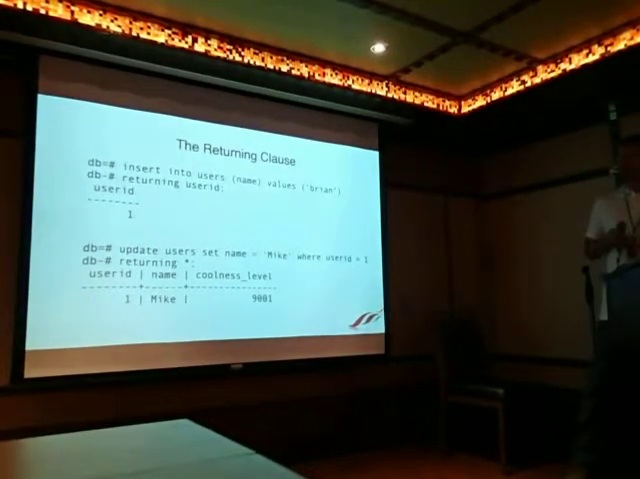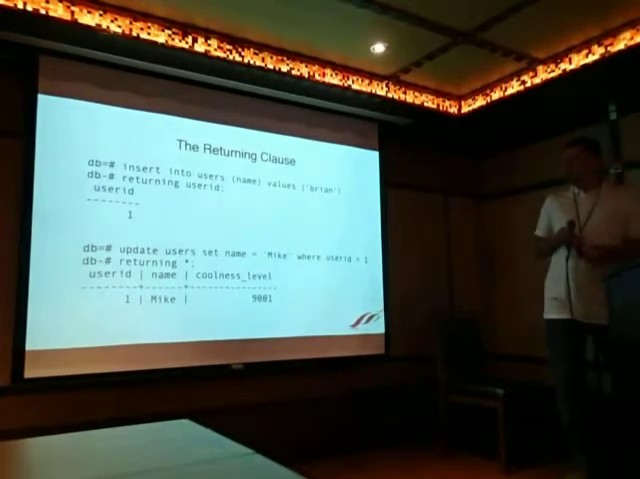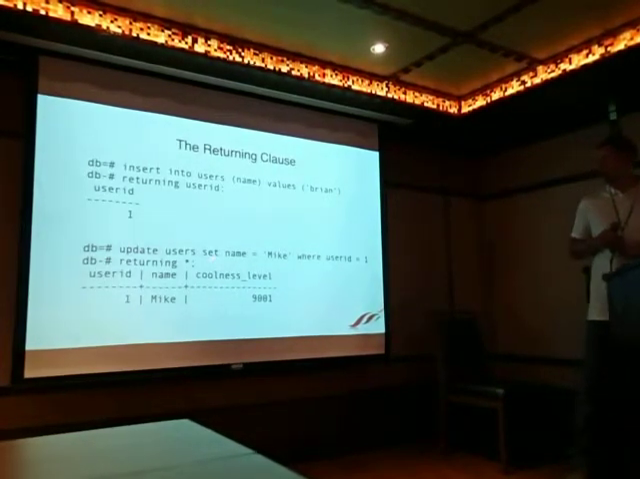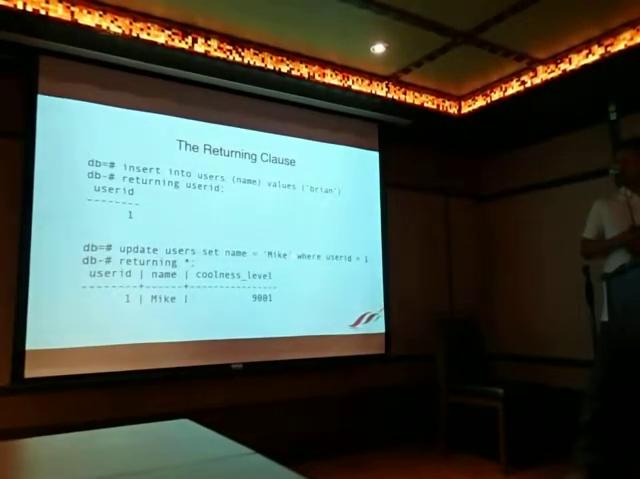And you can do this with more than just one column. Here, I'm going to update that same table, set the user's name to Mike, and then return everything, because somebody else might have changed something in the meantime. So I can return the entire row that I modified. And if I modified multiple rows, I would get multiple rows back. So here I'm getting the entire contents of the table.